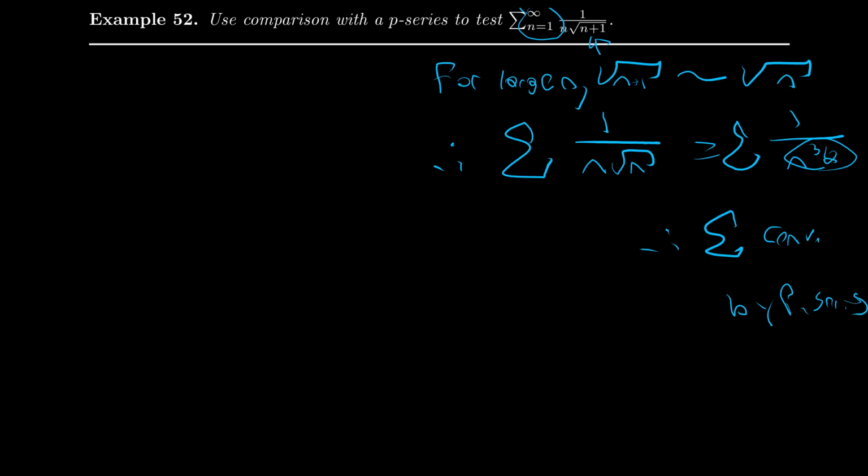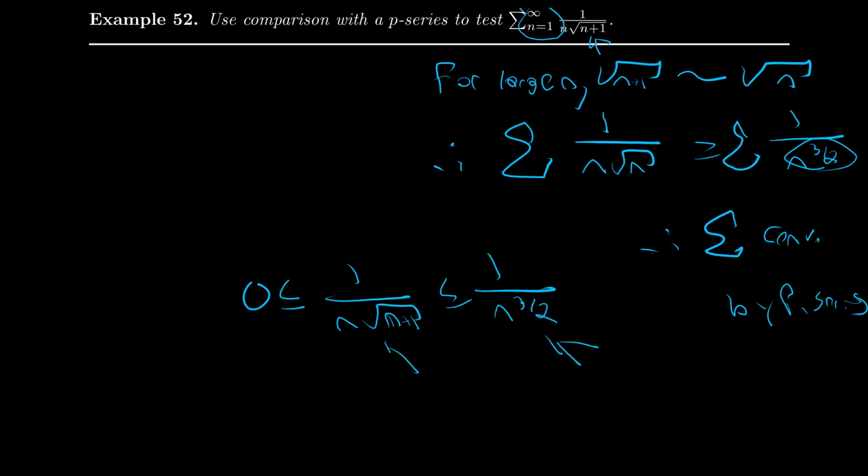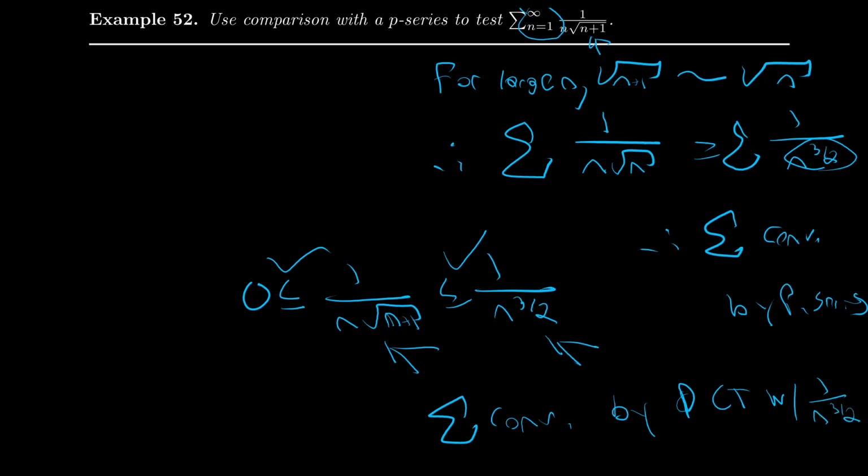And that's fine. If you want to actually say that it's a direct comparison test, you want to come in here and set up the comparison test as 1 over n plus 1 less than or equal to 1 over n to the 3/2. And we know that converges, therefore this has to be squeezed into converging. These are both positive terms, and this is a true statement. You're welcome to do that and then say that the series converges by direct comparison test with 1 over n to the 3/2. You're welcome to say that.